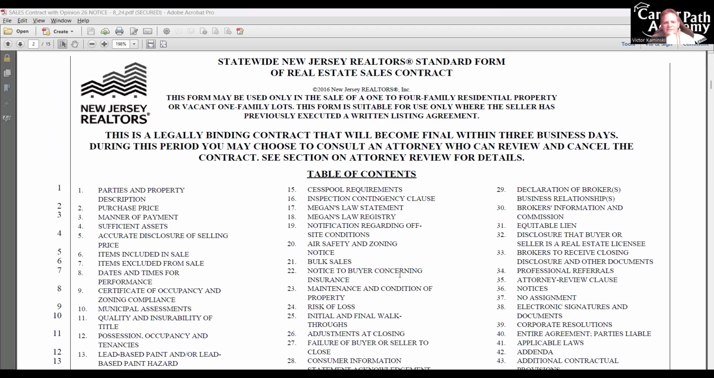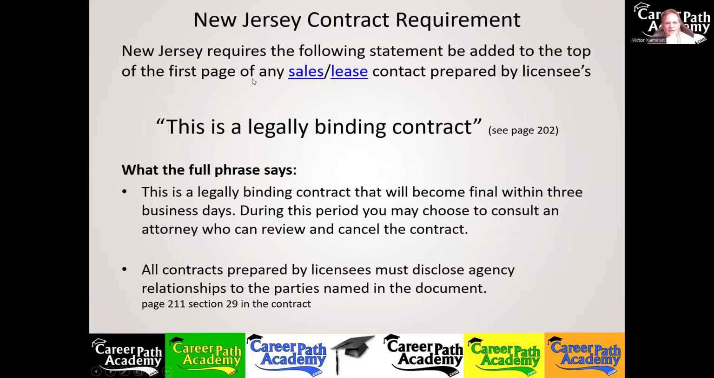All right, let's see. So then we have New Jersey contract requires that the following statement be added on the top of any sale or lease contract prepared by real estate licensees that says, this is a legally binding contract.